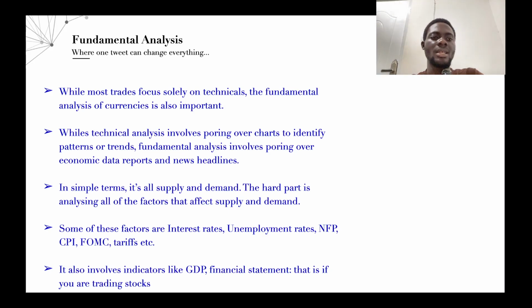You understand? Exactly. So while most traders focus solely on technicals, the fundamental analysis of currencies is also very important. To us, it's very important. That's why I added it. Some people believe it is not. You understand? And then we use fundamental to aid our technical analysis. You get what I'm trying to say? So there are cases where we've planned our technicals, we are just waiting for some fundamental news to push price to a certain zone before we take our entry. You understand?